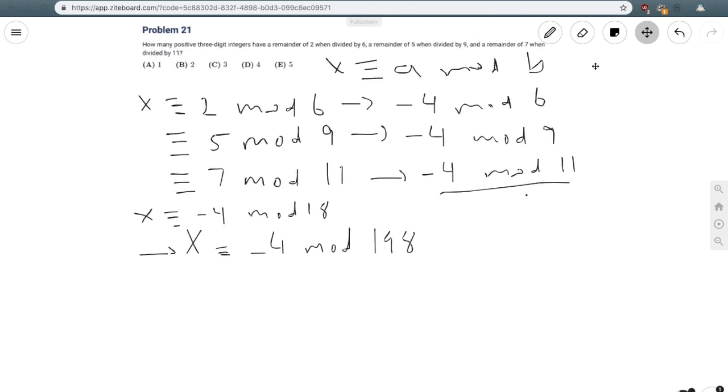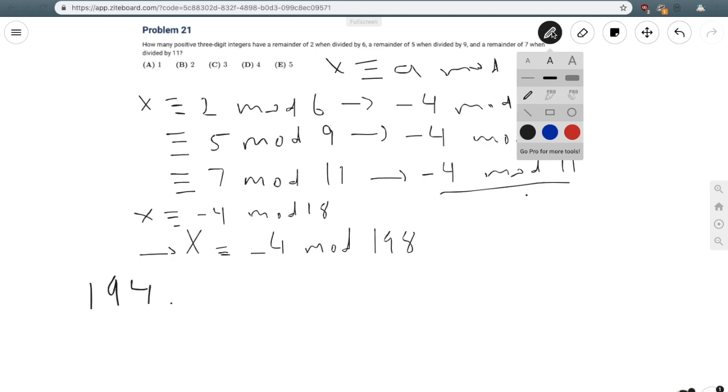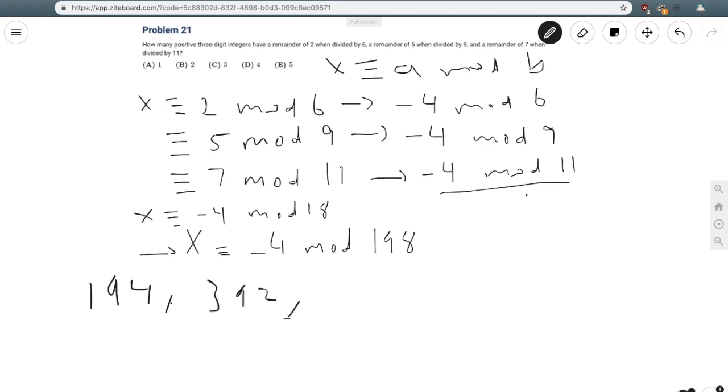The problem is pretty much almost done. A number that's congruent to negative 4 mod 198 is obviously 194, because it's simply negative 4 plus 198. The other numbers that are also congruent would be 392, 590, 788, and also 986.